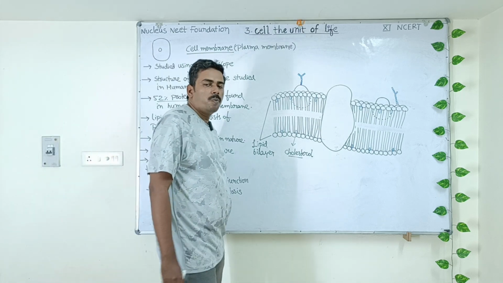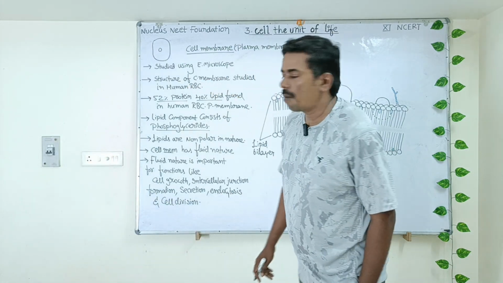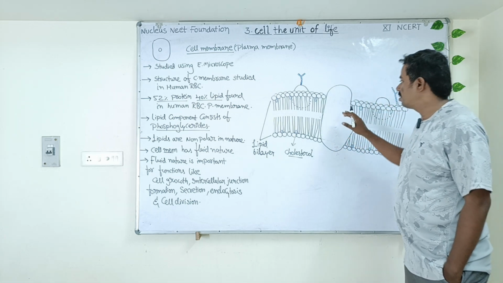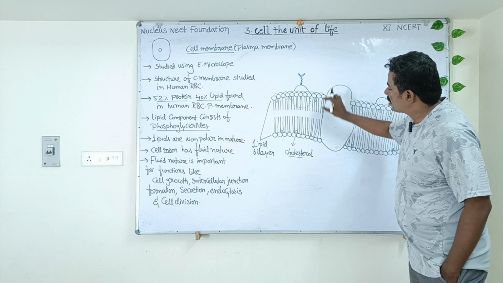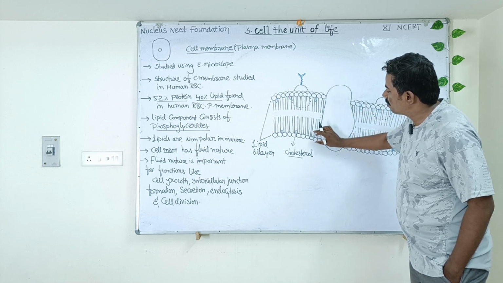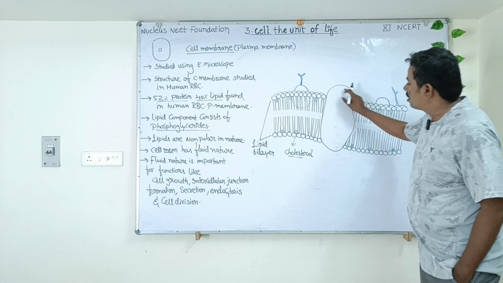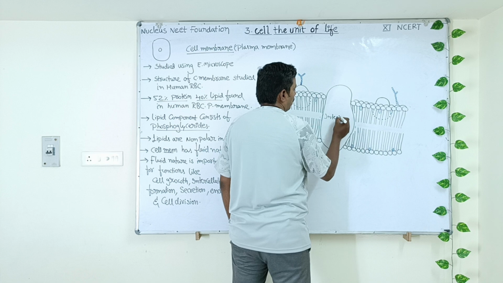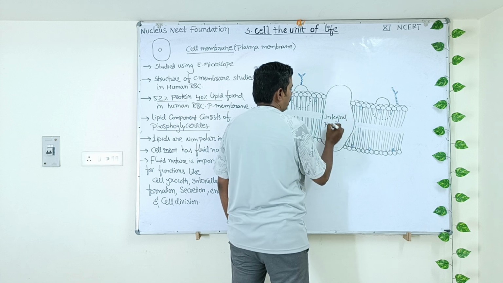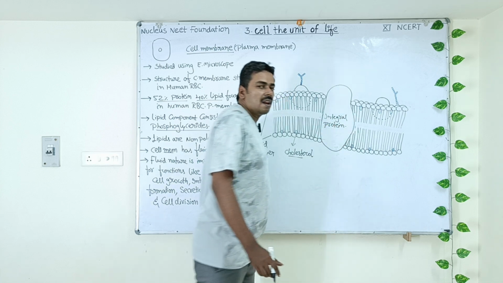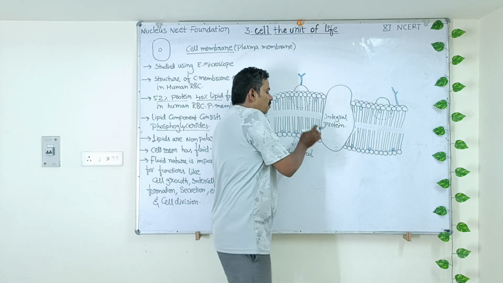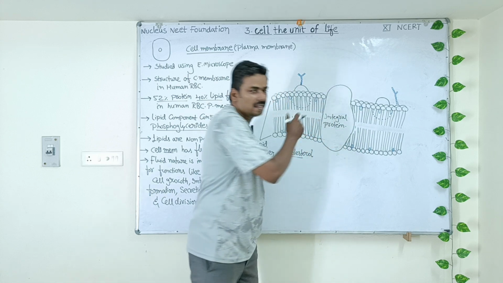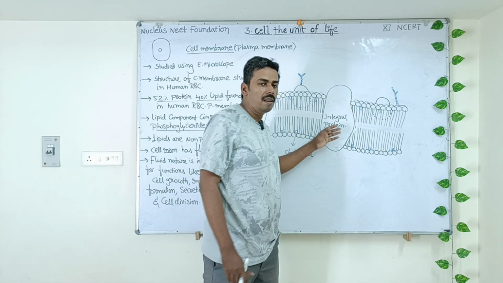The second component in the plasma membrane is the protein component. Here you can see a protein molecule which is present both in the upper layer of the plasma membrane as well as the lower surface of the plasma membrane. This protein is called integral protein. The integral protein traverses both layers of lipids. You can see here a portion of protein is exposed on this side and also exposed on the other side. It is called the integral protein.